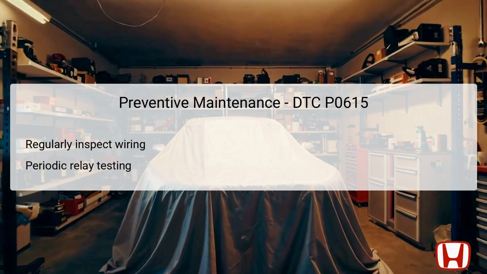To prevent the recurrence of issues associated with DTC P0615, implementing a routine preventive maintenance plan is highly beneficial. Regularly inspecting the wiring connected to the starter cut relay and PCM can catch any signs of wear or damage early, allowing for timely repairs before they escalate into larger problems.